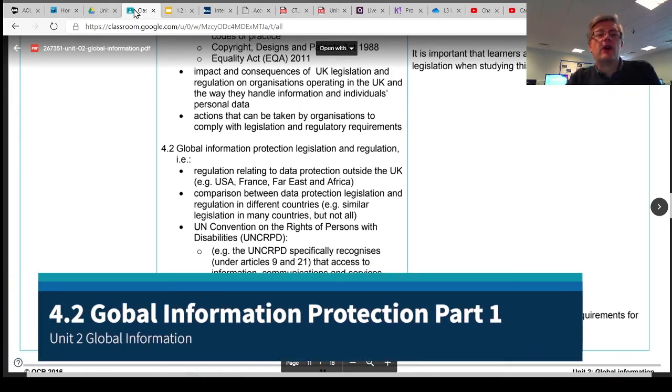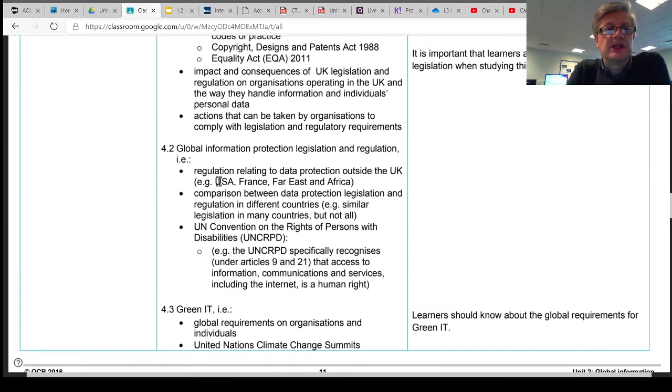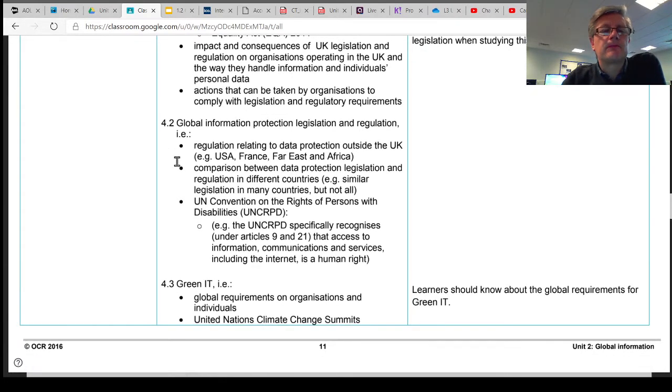So following on from the different rules and regulations that exist, we now start to think about global information protection and what legislation and regulation applies specifically when we move outside of the UK and the European Union. So it specifically covers if we need to import, send, or process any data outside of the United Kingdom.